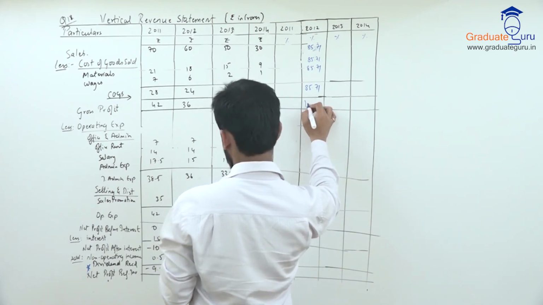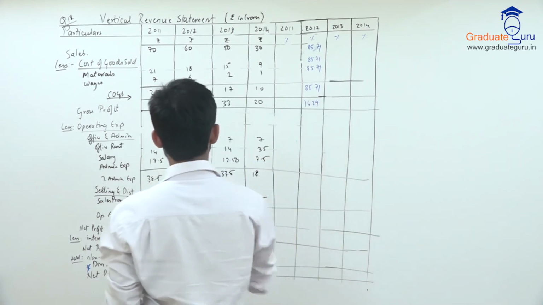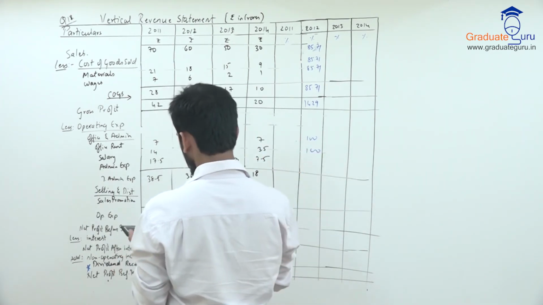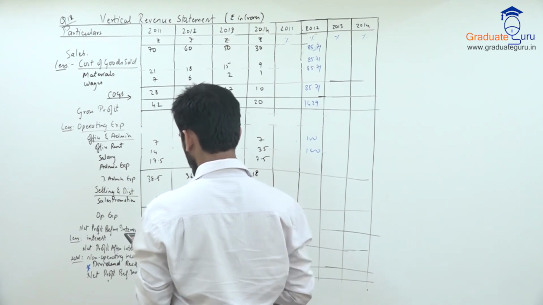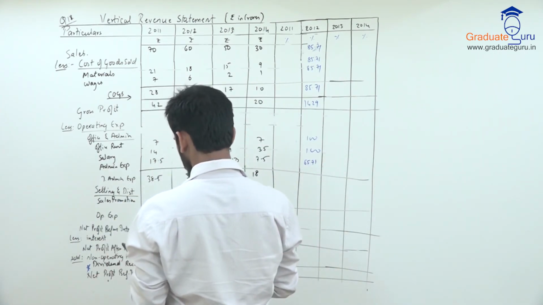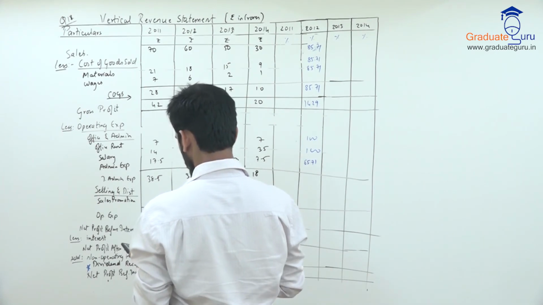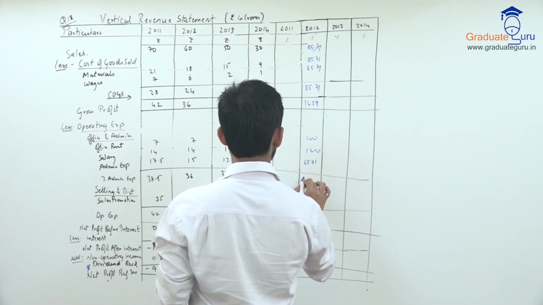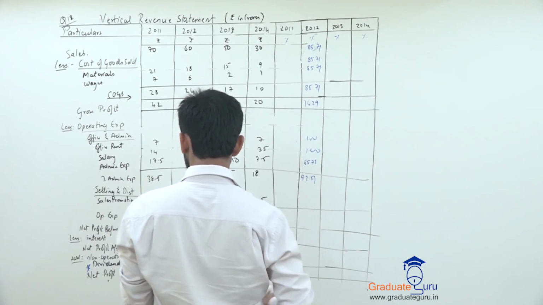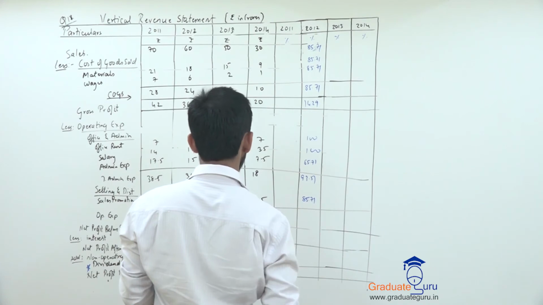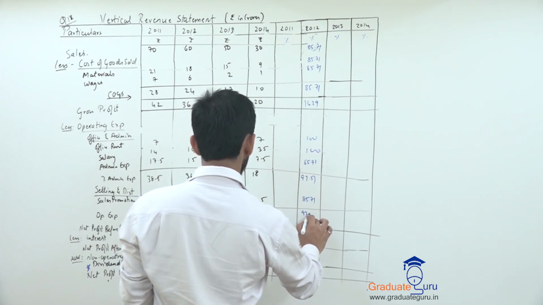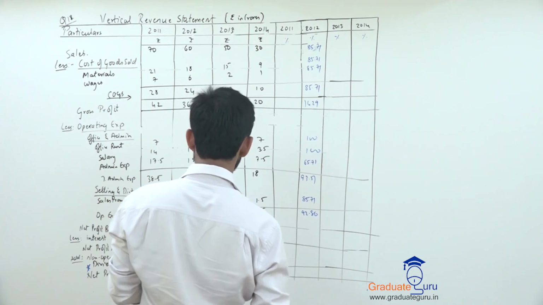14.29. Okay, 7, 100, 14, 100, 15 divided by 17.5 will give you 85.71. 36 divided by 38.5 will give you 93.51, rounded off. 3 divided by 3.5 will give you 85.71. 39 divided by 42 will give you 92.86.